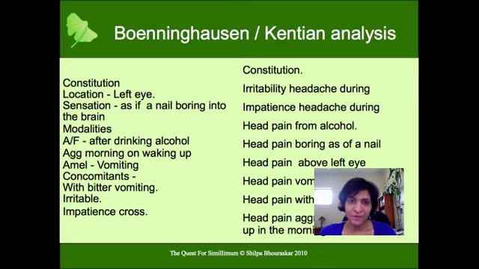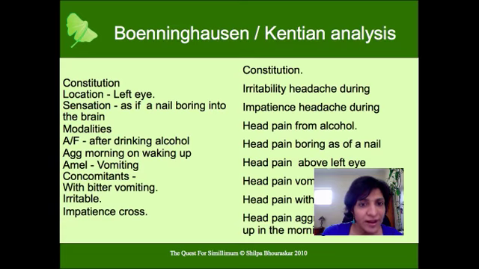Now, remember, the difference between a Boenninghausen and the Kentian analysis is that in a Boenninghausen analysis, you are looking at the concept of generalization. So if there is a particular location which is very prominent, you can actually generalize the whole location. Or say a particular sensation is really intense, you can use it like a general sensation. And similarly with the modalities.